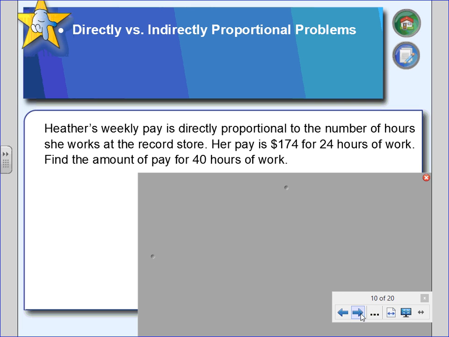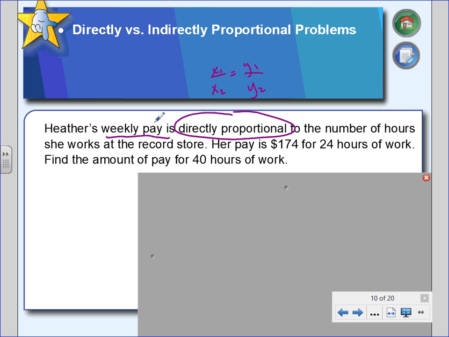So let's take a look at this. So here we are. Heather's weekly pay is directly proportional to the number of hours she works at the record store. I want to stop right there because the order you read this in is actually really key to knowing how to set up the proportion. So if we see Heather's weekly pay is directly proportional, we'll use the x1 over x2 equals y1 over y2 structure. This is something you'll just have to learn.